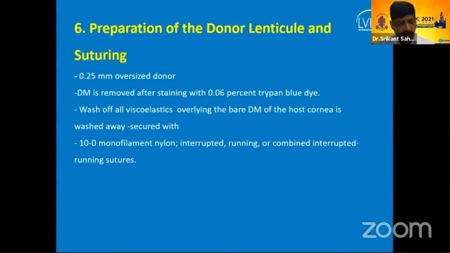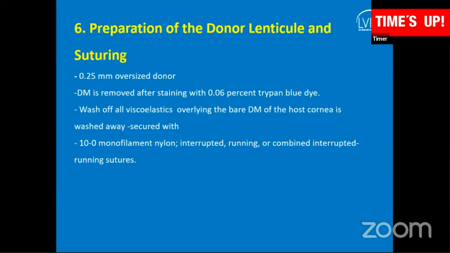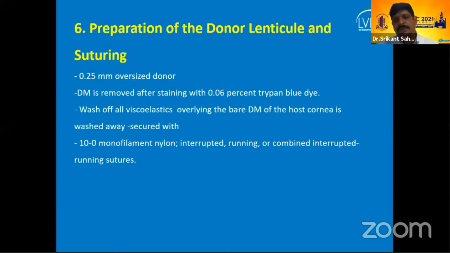Well, the last part, once you know that there is a good dissection, we need to suture it. The points are: one, we need to remove the DM from the donor by using Trypan Blue. We usually use a 0.25 mm oversized donor. Ensure that we wash off all viscoelastic over the bare DM, so that there is no postoperative haze, and we give an interrupted or running or combined suture as per our preference.